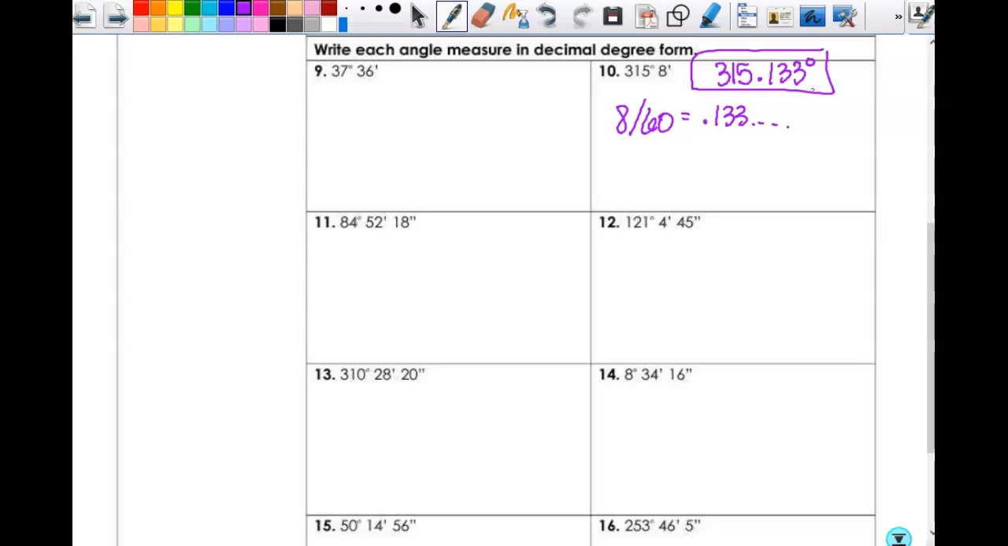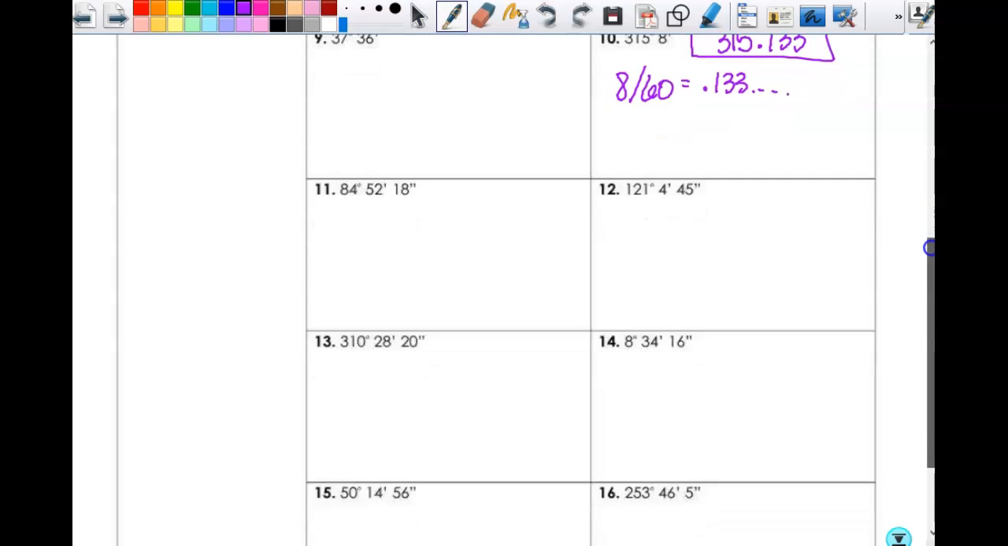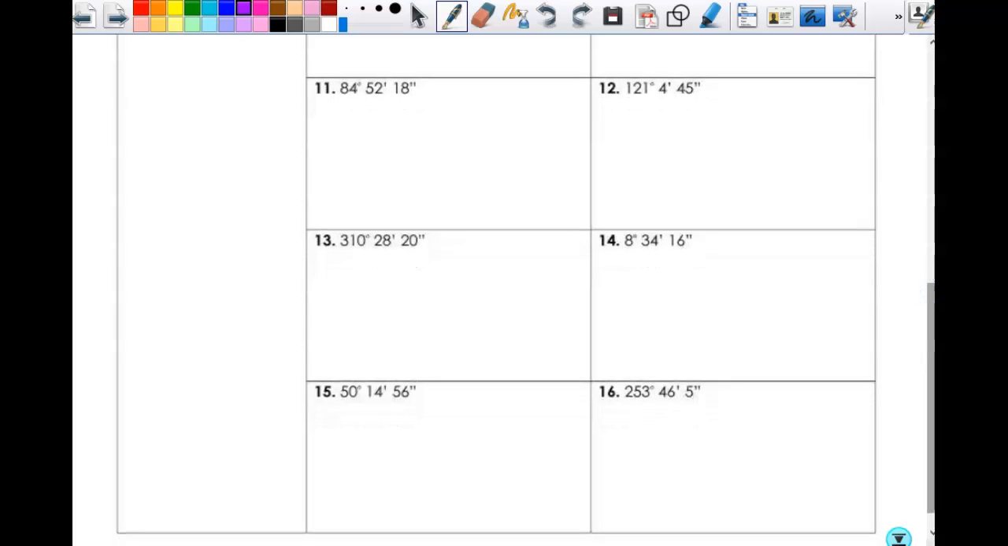All right, so then let's do number 12. Now on number 12, I intended for this to be a negative 121, and I forgot to fix it on here again. So we're going to make that a negative 121. We're doing that because I want you to see it doesn't change what you do at all. You don't start subtracting things. You're still just adding them all up and pretending like it was just like all the other problems. So we're going to have a negative 121 point something. So I take the 4, I divide it by 60. I'm going to take the 45, and I'm going to divide it by 3,600.